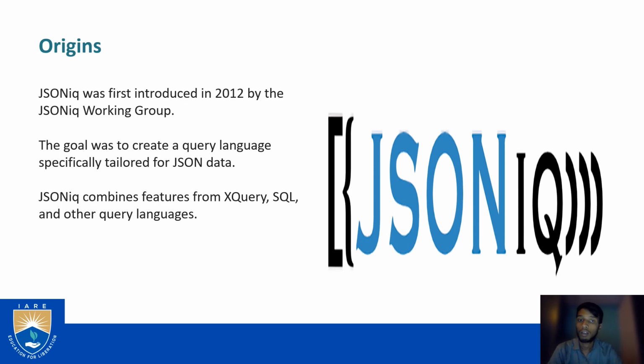Origins. JSONiq was first introduced in 2012 by the JSONiq working group. The goal was to create a query language specifically tailored for JSON data. JSONiq combines features from XQuery, SQL, and other query languages.